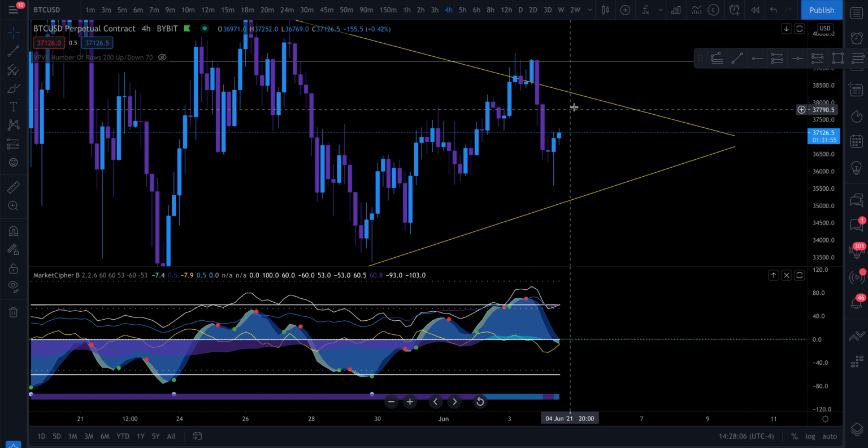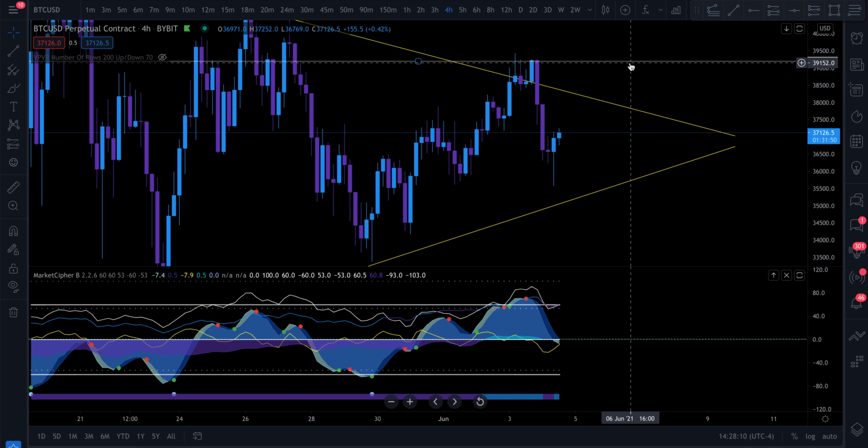Okay, so 39,164. So that means I entered right at 39,164, literally right here where my cursor is right now, right about this white line.